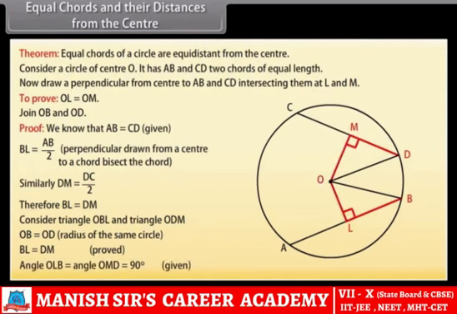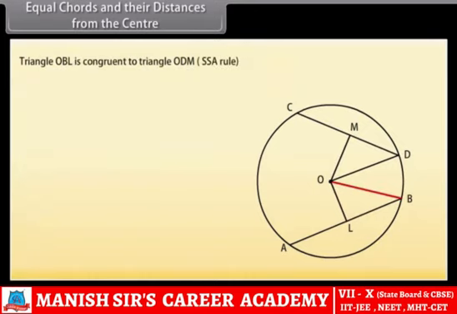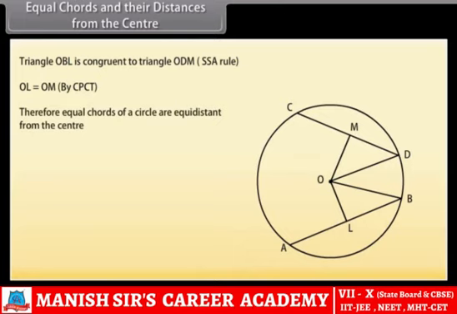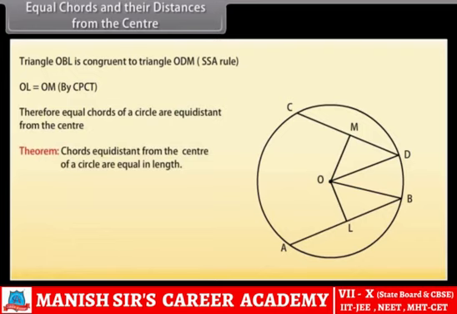Angle OLB is equal to angle OMD, which is equal to 90 degrees, given. Therefore, by SSA congruence rule, triangle OBL is congruent to triangle ODM. This implies that OL is equal to OM by CPCT. Therefore, equal chords of a circle are equidistant from the center. The converse of this theorem says that chords equidistant from the center of a circle are equal in length.